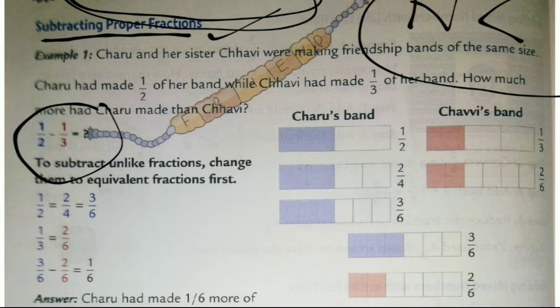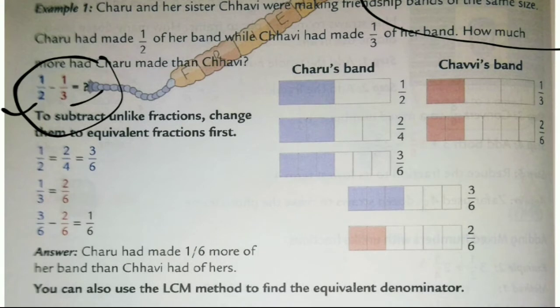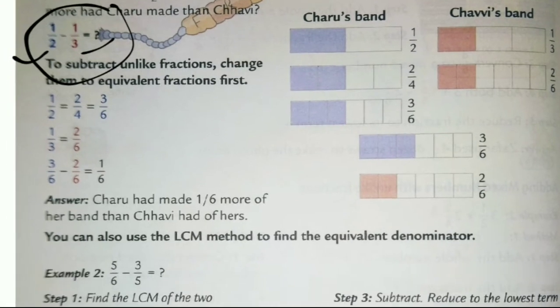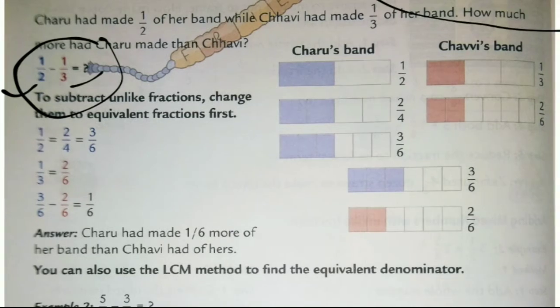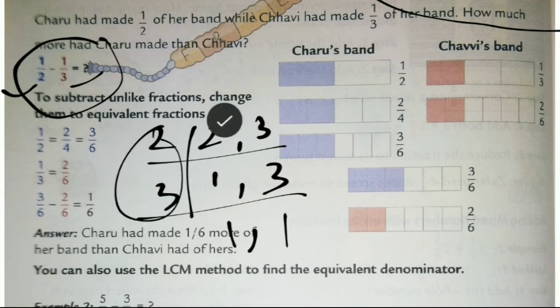So in this one, see, the denominators are different. So what we can do here is first make the denominators the same. How can we get the same denominator? By finding the LCM. Okay, so in this one, the LCM of 2 and 3 is 6.